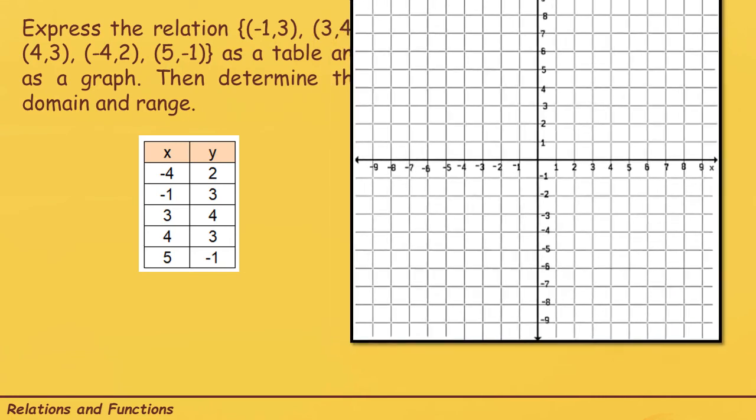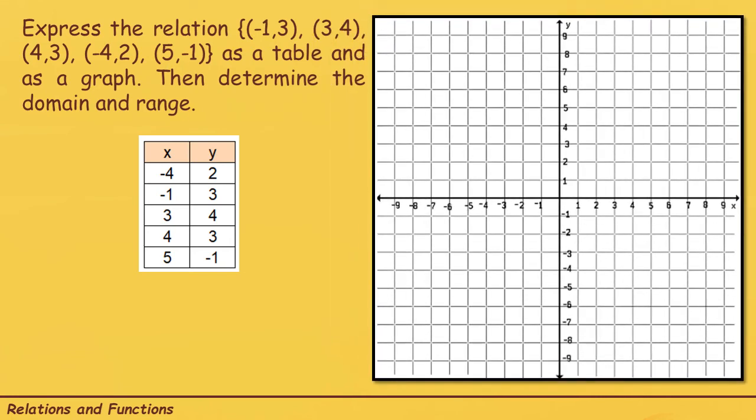So dahil ito ang ating table form, i-represent naman natin ito as a graph. So sa graph, kailangan mo lang i-plot yung mga points. Unahin na natin yung negative 4, 2. So this is negative 4, 2. Next is negative 1, 3. This is negative 1, 3. Next is 3, 4. Ito yung ating 3, 4. And 4, 3. At yung panghuli is 5, negative 1. So this is the representation of the relation in graph form.